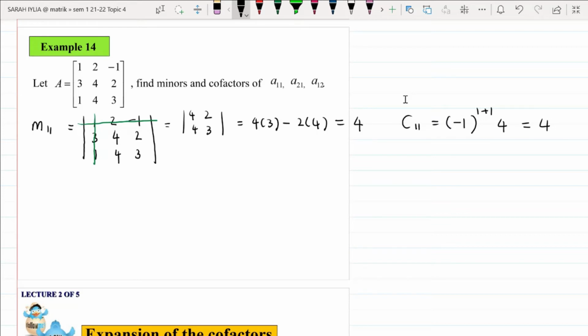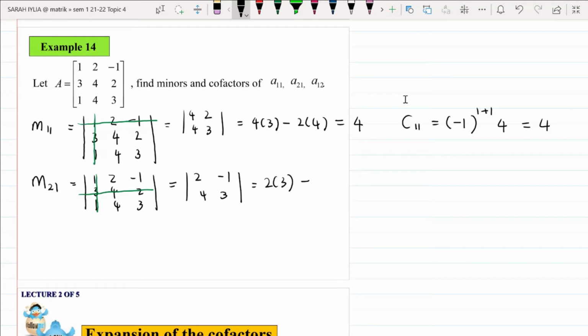Moving along. Now we have to find the minor and cofactor for entry 21, so M21. Repeat the same process. I copy back our matrix just now. Now we have to delete the second row, and the 1 at the back stands for column, so second row, first column. We delete this. What's left is 2, -1, 4 and 3. After that, perform our cross multiplication. We have 2 times 3 minus -1 times 4. So our answer here would be 10.